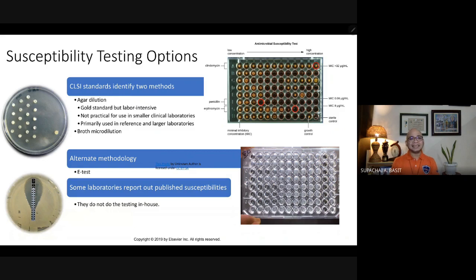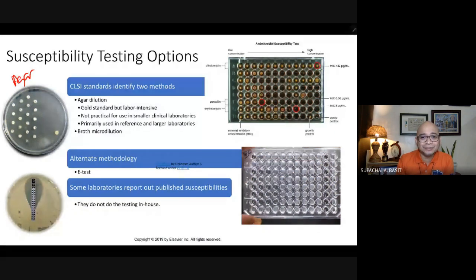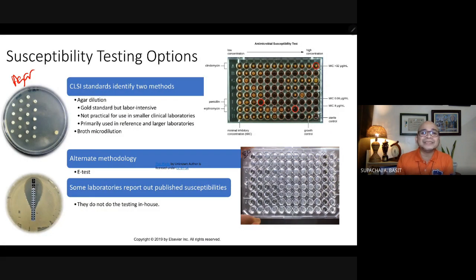CLSI standards have identified two methods. Either we do the agar dilution. This is the gold standard but is labor intensive and not practical for smaller clinical labs, primarily used in reference or larger laboratories or for research purposes. And then we can also perform the broth microdilution. This one is also important because we can determine the MIC, or the minimum inhibitory concentration.